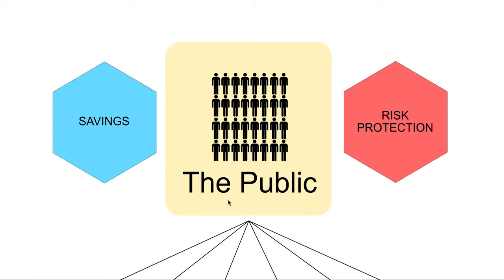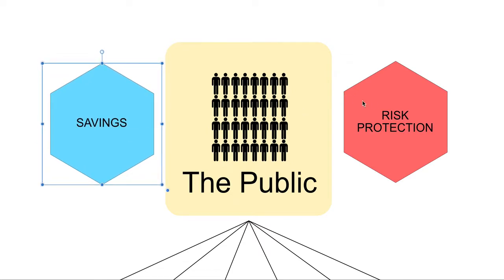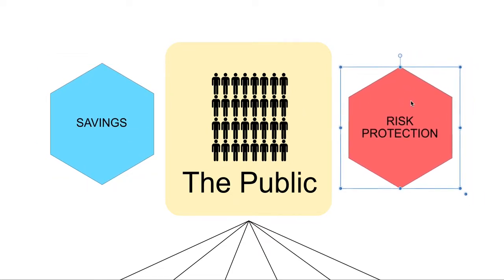In this video I want to give a very quick overview of the investment world. So basically it all comes down to the public, and the public are people like you and me, your neighbors, the postman, all of us. And essentially we have two big demands. We have a demand for savings, we want savings products, and we want some sort of risk protection.